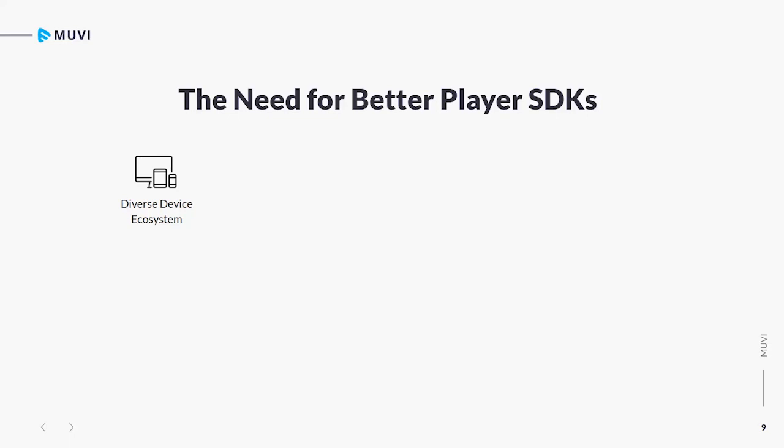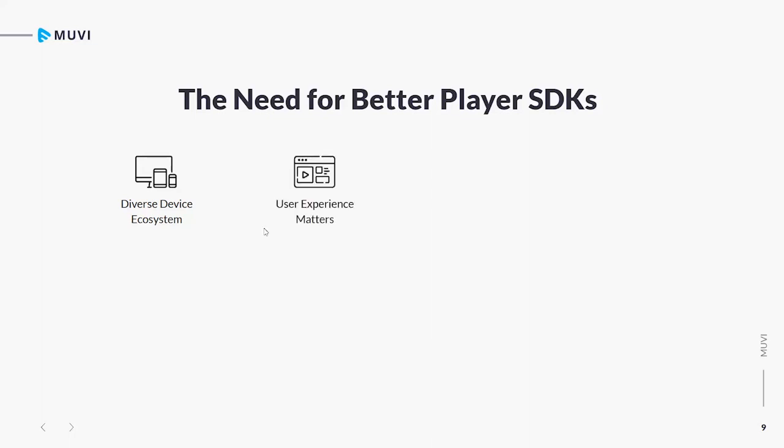So first of all, the number one thing is the diverse device ecosystem. As you know, there are more than 20 different types of devices used for content streaming, from the smartphone to the TV to the gaming consoles to the set-top boxes, everything. So we need to address this diverse ecosystem of devices that is present in today's market. To make sure that your content is actually being delivered to these diverse ecosystems, you need a player SDK that can actually deliver to these diverse devices. So that is one part.